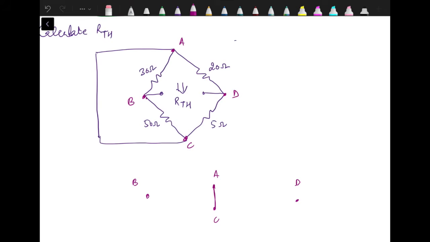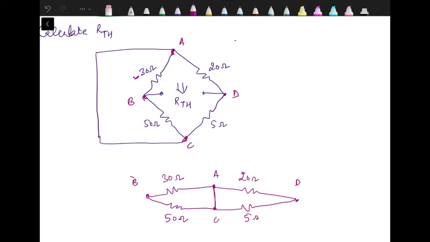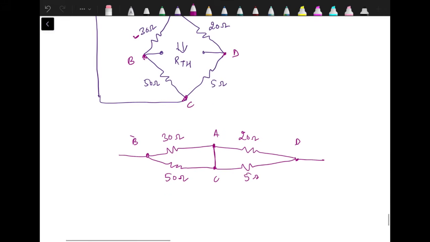Now between A and B we have a 30 ohm resistance. Between B and C we have a 50 ohm resistance. Between A and D, 20 ohm resistance. Between C and D, 5 ohm resistance. So after redrawing the circuit, it becomes very easy to understand that 30 and 50 are connected in parallel, 20 and 5 are connected in parallel, and their resultants are in series.